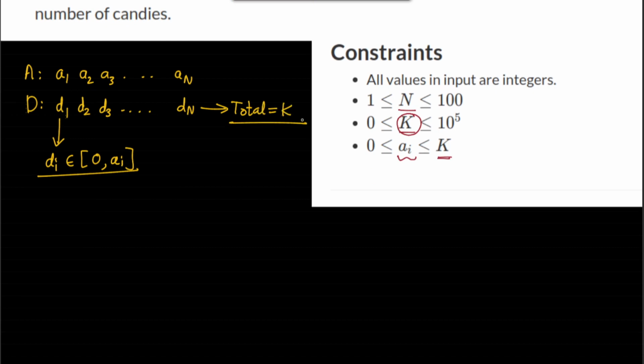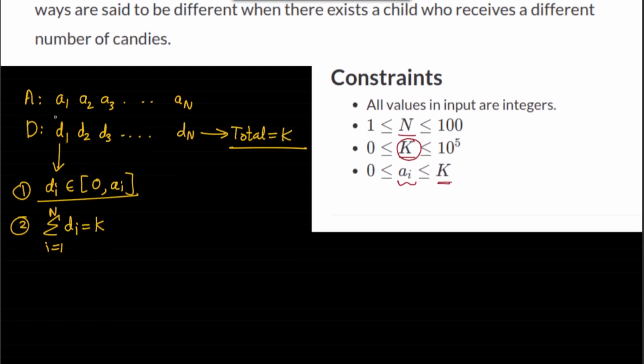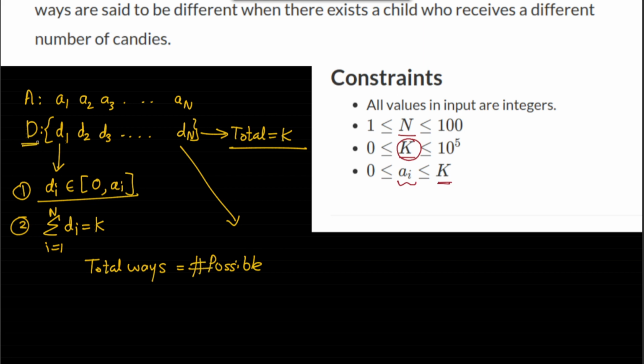So this is what the question asks, that all the candies should be distributed. This is the first condition that we need to consider, and the second one is that the sum of the values of all the distributed candies should be exactly equal to k. These are the two conditions that we need to meet, and essentially the number of ways to distribute the candies is the same as the number of possible sequences d that satisfy conditions 1 and 2.